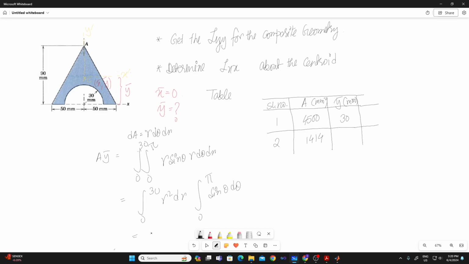So it's going to be r cube by 3, and then y bar is r cube by 3 divided by pi by 2. Sir, 6.36 mm. Okay, so this is the area, pi by 2 r squared. If I do that, I am supposed to get twice r divided by 3 pi. Is that what you are getting?